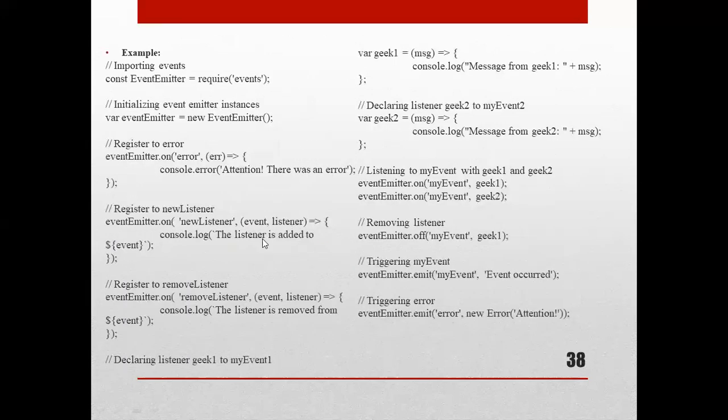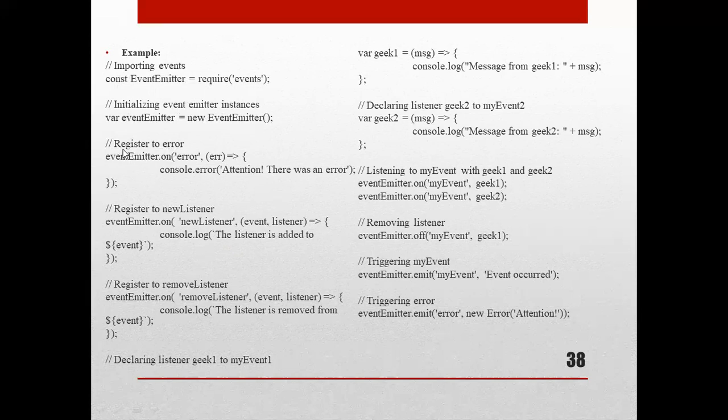Yeah, we will see the example for adding, registering for new listener, and registering for remove listener. First we have to import events: const EventEmitter = require('events'), where events is the module. Then initialize the event emitter instance: const eventEmitter = new EventEmitter. Then we have to register to error.